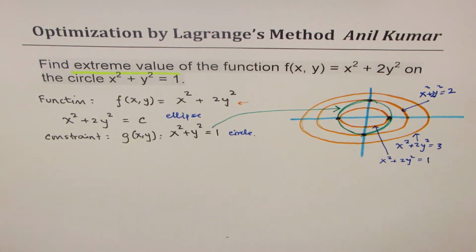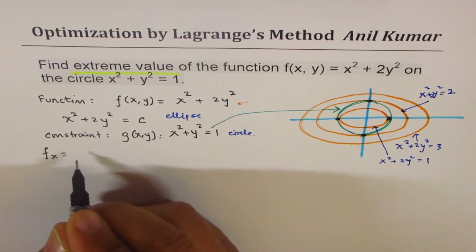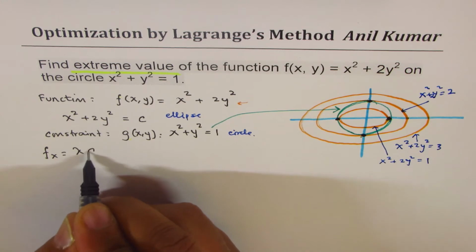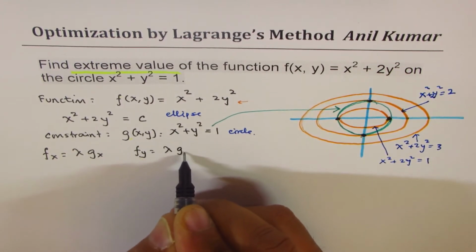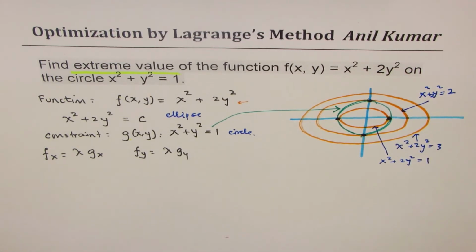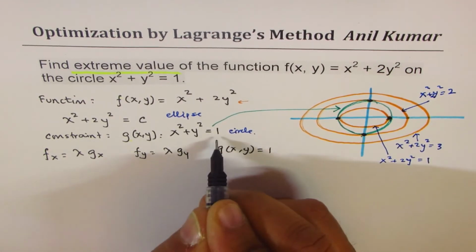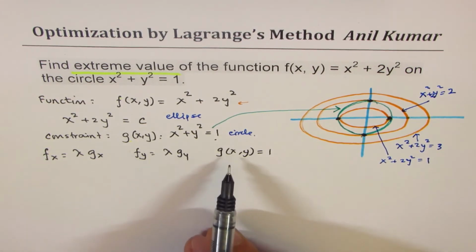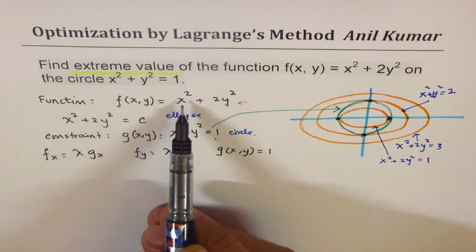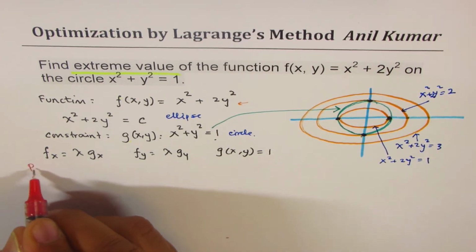Correct? So what we're trying to say here is that at these points, f_x is equal to lambda times g_x, and f_y is equal to lambda times g_y, correct? Do you get an idea, right? Where g(x, y) is equal to 1, correct? So that is what it is. So from this, you can do the partial derivatives. So let's do the partial derivatives.